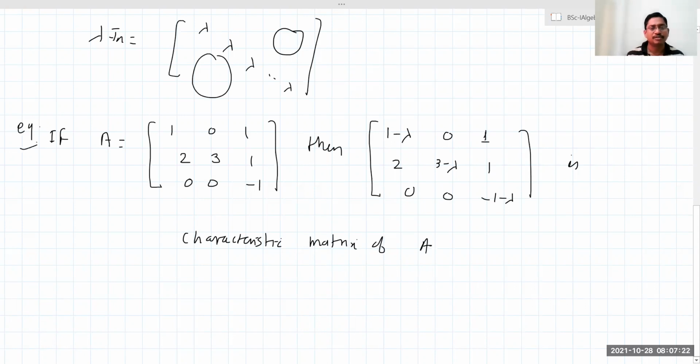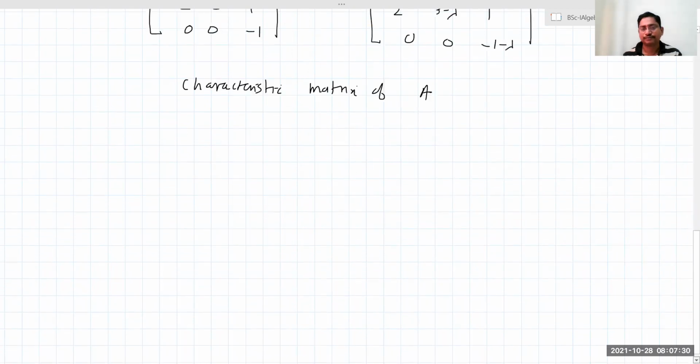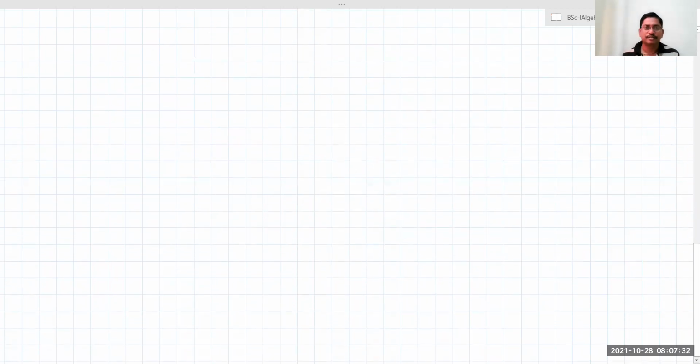This is the example. We can have several examples. The matrix may be of order 2, 2 by 2, or any n, where n is any natural number. So everybody might be getting the definition of this characteristic matrix. You have to just subtract the scalar from the diagonal and write the matrix. Okay, now with the help of this, we define the second definition, the characteristic polynomial.